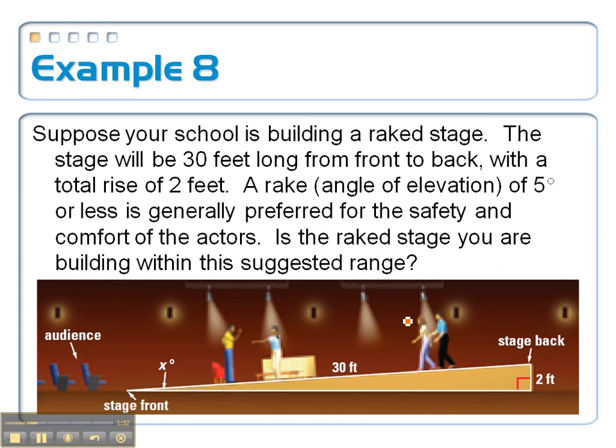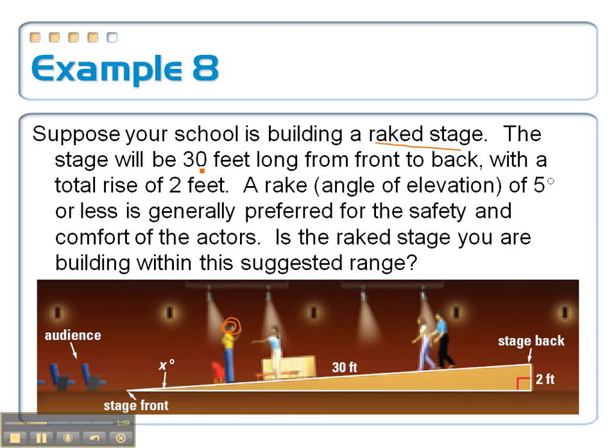On example 8, let's pretend that we are building a raked stage at our school. What a raked stage is, it looks like a ramp here. Usually you build it on a flat surface. It's for those times when you can't see the actors in the back over the heads of the people in front, because these people have too big of heads, as you can see from this guy right here. So you make it into a ramp.